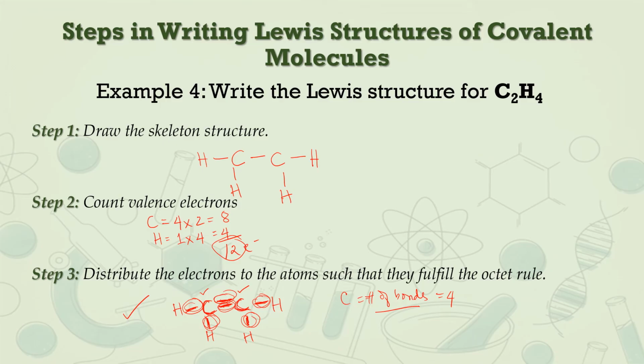Now you might be wondering why we did not complete the octet rule for hydrogen. Take note, hydrogen is an exception to the octet rule. Why? Because hydrogen could only hold 2 electrons. That's the maximum for hydrogen. It doesn't need to completely obey the octet rule because clearly it could only hold or carry 2 electrons on its shell.